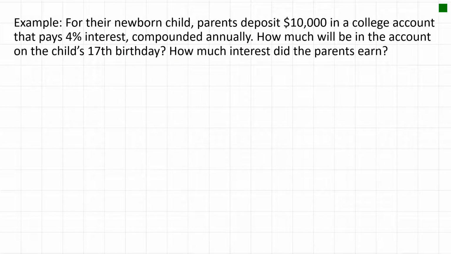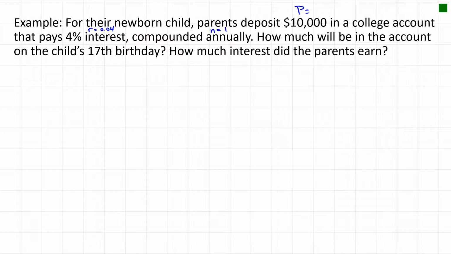I'm going to try to give you some examples which have really plausible values in them, so that you can start to get a sense of how much money individuals can expect to make on some pretty reasonable investments. So for example, for their newborn child, parents deposit $10,000 in a college account. So that's our principal. That pays 4% interest. So that's R, 0.04, compounded annually. So annual compounding means the number of times that is compounded each year is just 1.